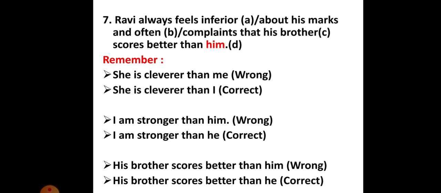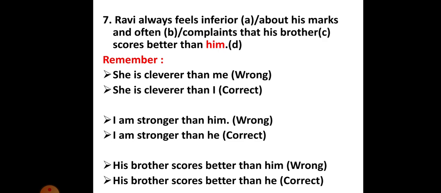Remember, it's very, very easy to remember. Look at these examples. She is cleverer than me. Wrong. You should never say she is cleverer than me. It should be she is cleverer than I. I am stronger than him. Wrong. It should be I am stronger than he. In our daily conversations, in our spoken language, we use these expressions very commonly.